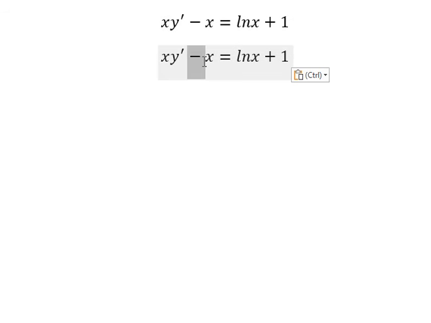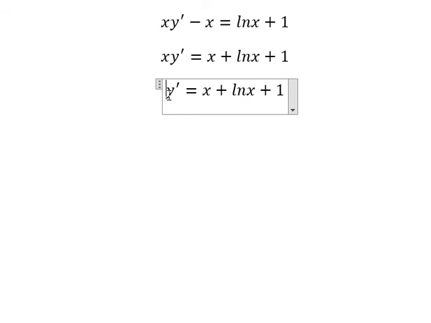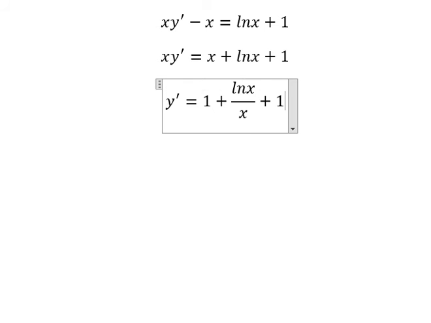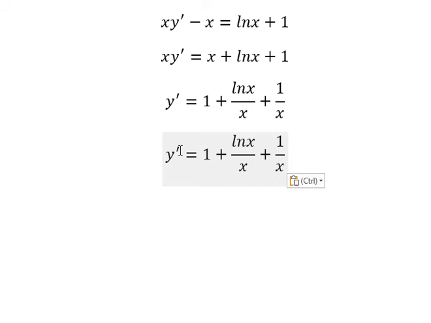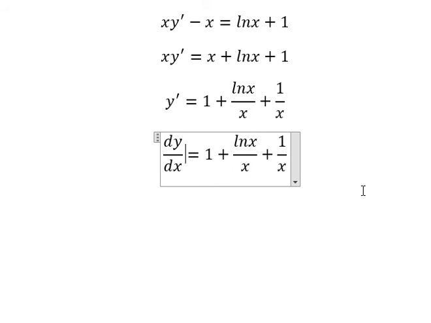I will put negative x to the right. Next, we divide both sides by x. Next, this one we can change into dy over dx. So dx we put on the right.